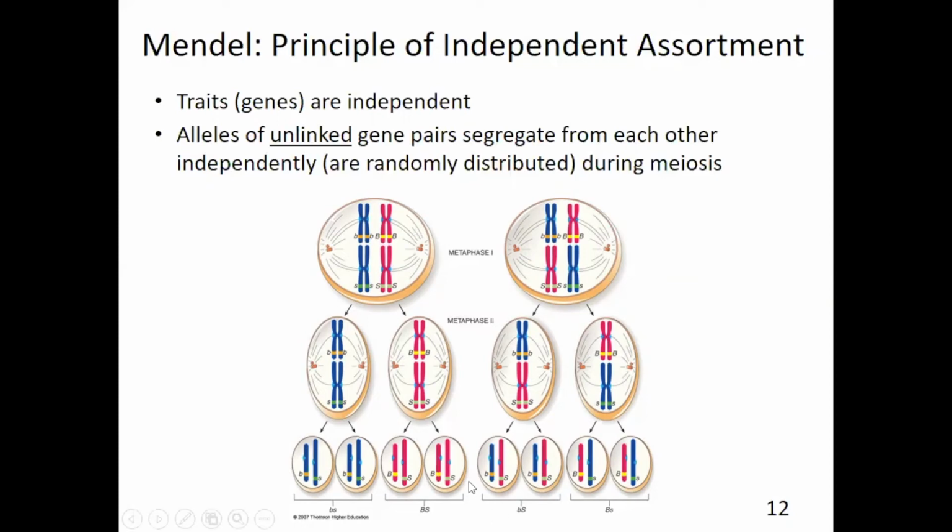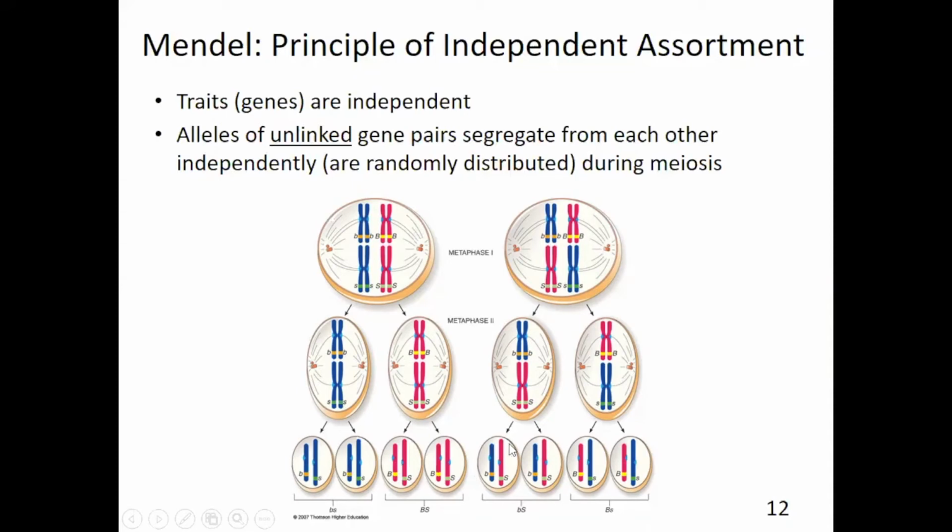So one possibility is for the recessive alleles to end up in the same gamete. So we see that these 2 gametes produced here both by chance inherited the recessive b and the recessive s alleles. And these 2 gametes, again, just by chance, inherited the dominant allele for gene B and gene S.